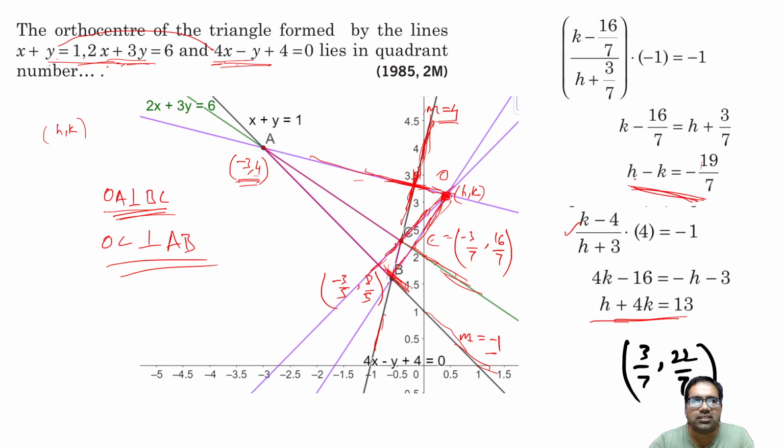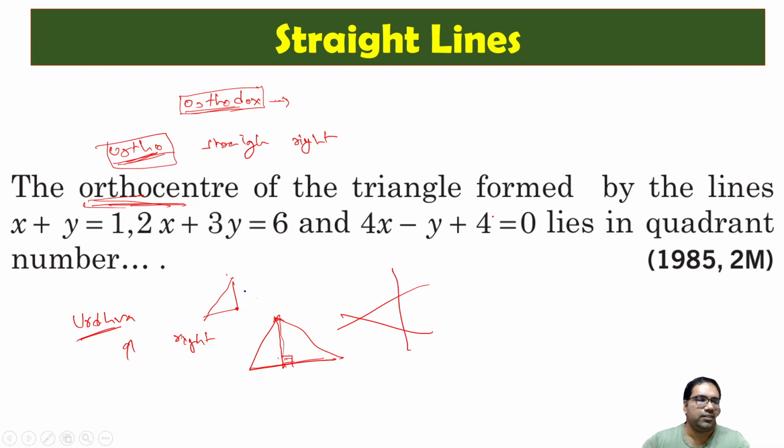We have got two equations and two variables: H minus K and H plus 4K. If we solve both of them, we get 3 by 7 and 22 by 7. So this point is actually 3 by 7, 22 by 7. The orthocenter is lying in quadrant 1, so Q1 is the correct answer. Right, guys?